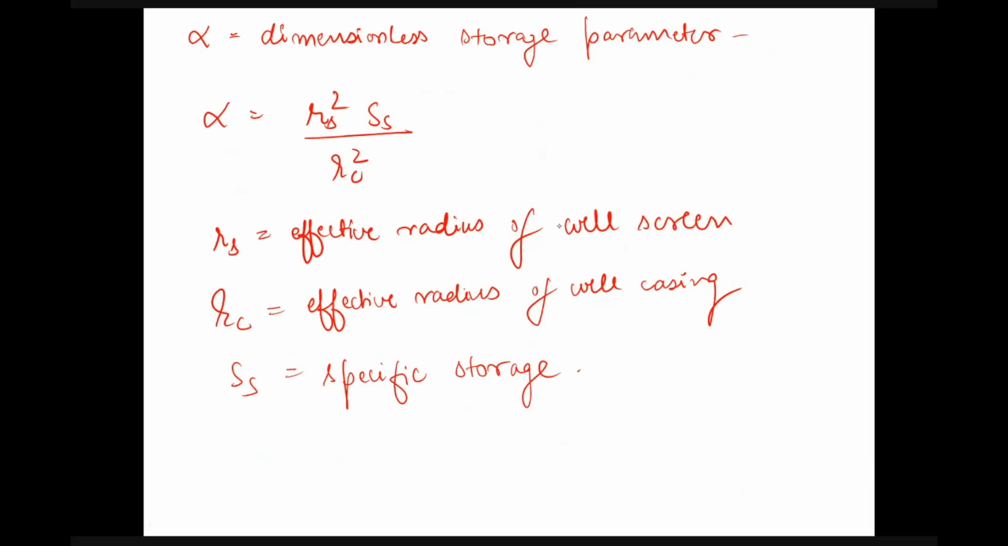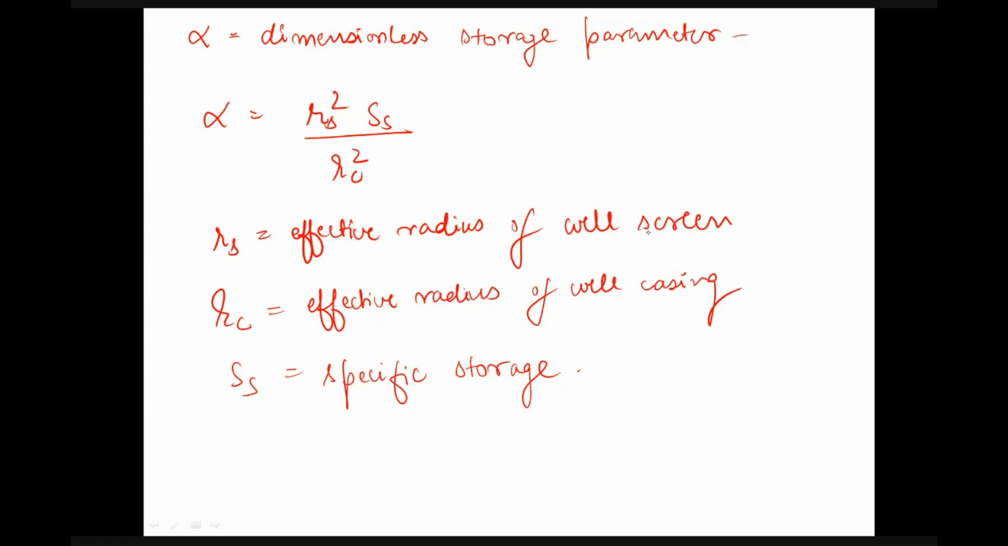Now this alpha is a dimensionless storage parameter. So this alpha is given by Rs square into specific storage divided by Rc square. So this Rs is the effective radius of the well screen.